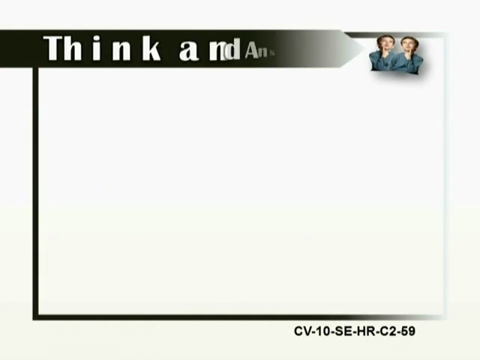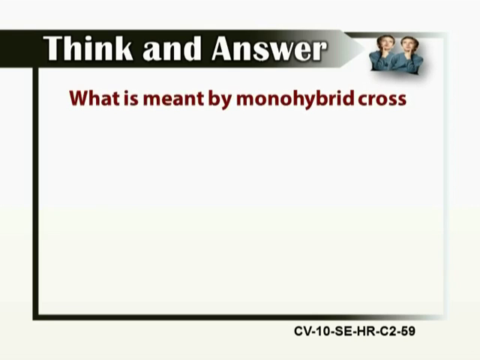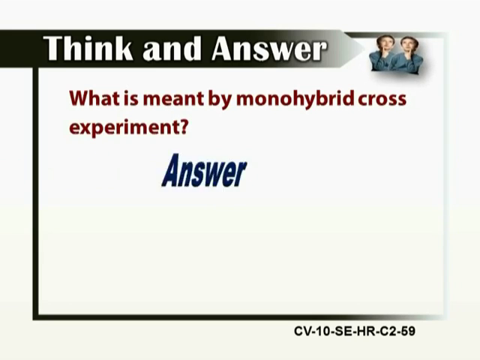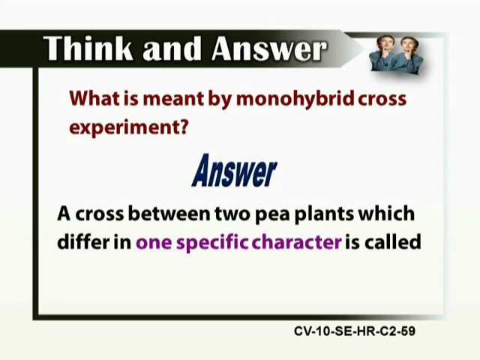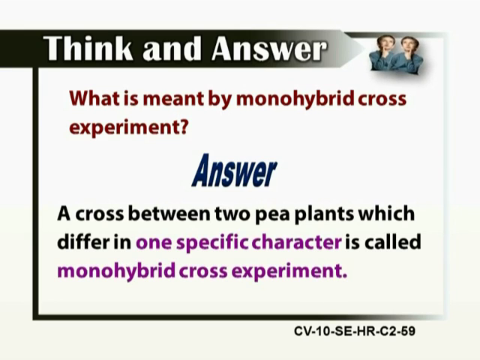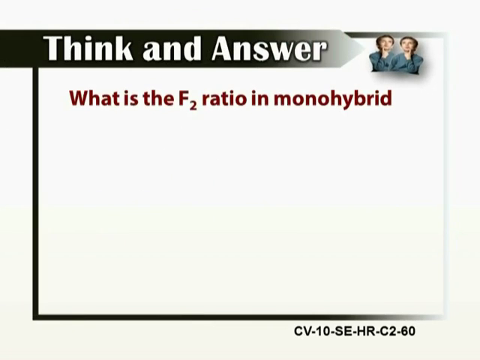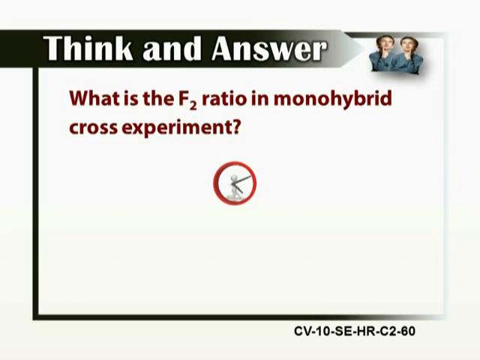Now it's time to think and answer. What is meant by monohybrid cross experiment? The answer: a cross between two pea plants which differ in one specific character is called monohybrid cross experiment. What is the F2 ratio in monohybrid cross experiment? Your answer, it's 3:1.